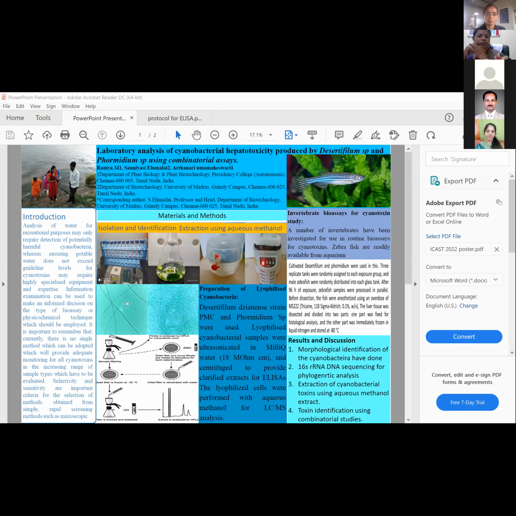Morphologically, both were confirmed as unicellular, axenic cultures, and then I went for extraction using aqueous methanol. I used 75% aqueous methanol for both samples, Desertifilum and Phormidium, to analyze the secondary metabolites. After that I went for evaporation, and then the samples were lyophilized. For both samples I took the biomass, lyophilized it, and went for ultrasonication.